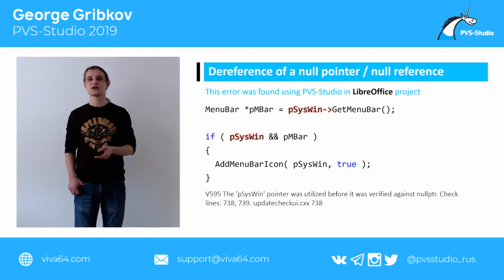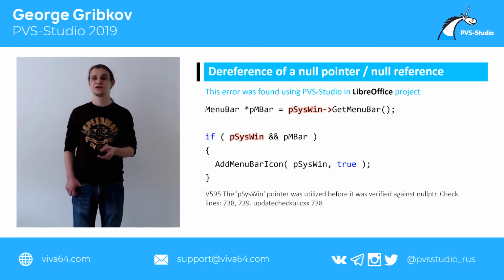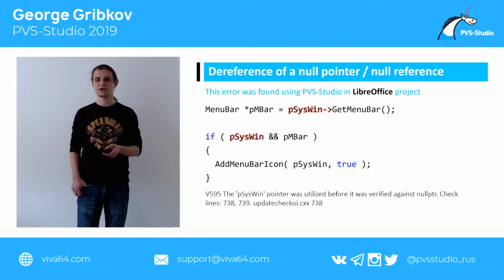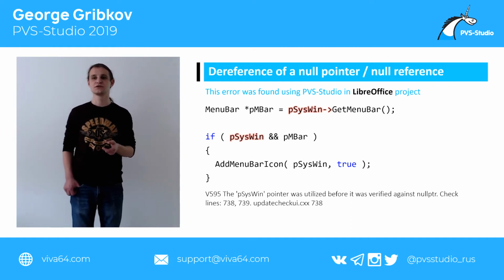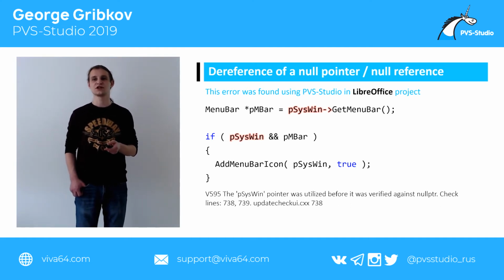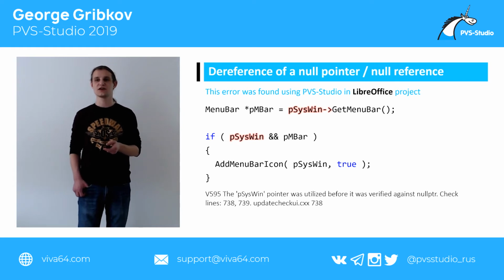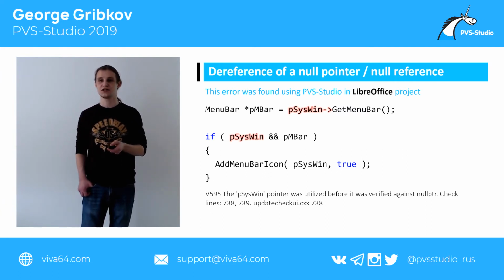PVS-Studio identifies a large number of problems related to dereferencing null pointers. This is a pretty classic situation. Diagnostic V595 is one of the leaders in the number of warnings in various projects, because pointers are often used not very accurately. The essence of this rule is to verify that the pointer is not used before checking for null. The example shows that the pointer may be null, otherwise why check it? But in fact, we dereference it before we check, and if the pointer turns out to be null, this will lead to undefined behavior.